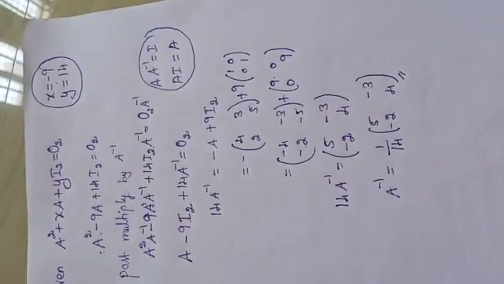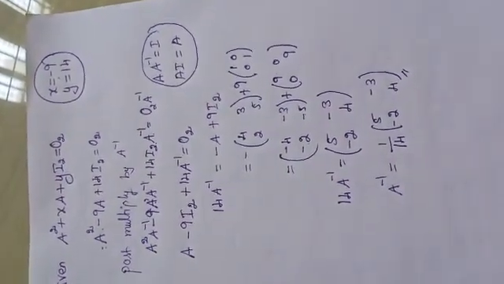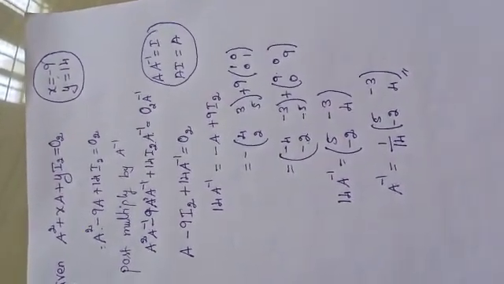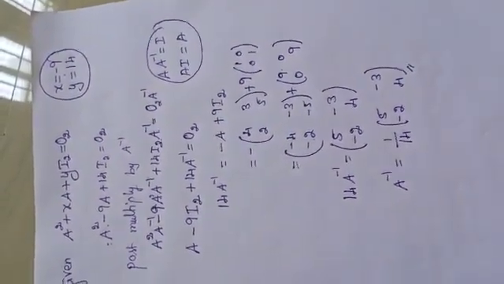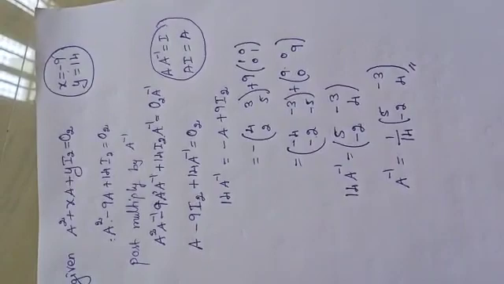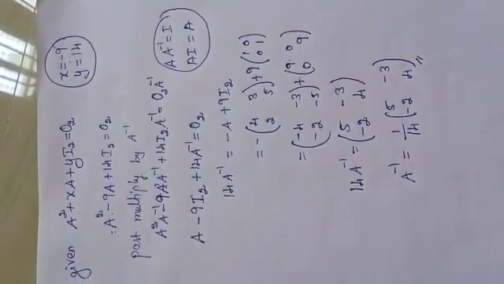See, A is given in the question. Is it not? In the beginning itself A is given. Using that we know how to find out A inverse. A inverse is equal to 1 by determinant A into adjoint A. But in the question they gave, hence find A inverse.